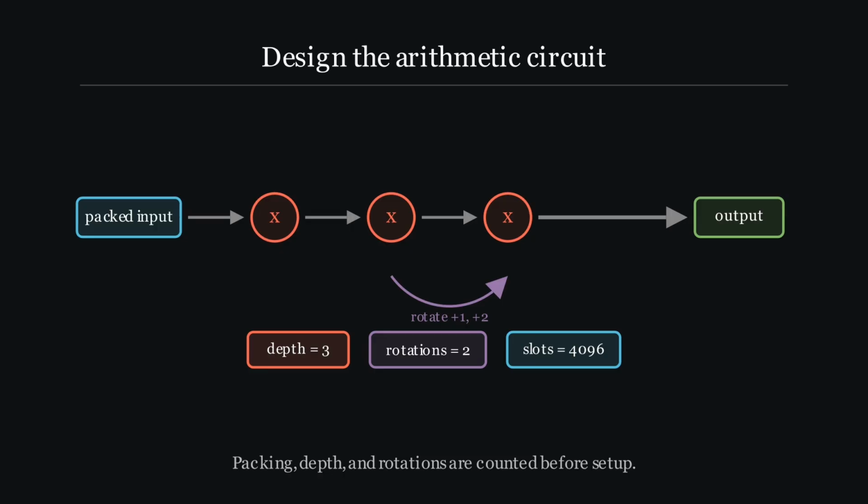Multiplicative depth 3, 2 rotation steps, and 4,096 available slots. Unsupported branches and comparisons must already have been rewritten into compatible arithmetic. These counts become requirements for scale, modulus levels, evaluation keys, memory, and latency. Designing the graph first prevents cryptographic setup from becoming trial and error after private data arrives.